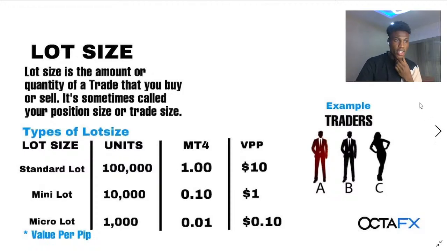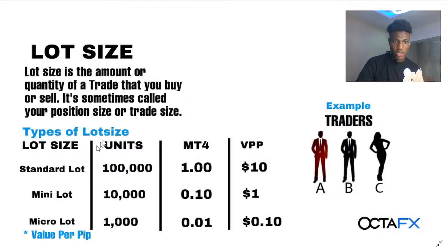So we're talking about lot size. Lot size is the amount or quantity of a trade that you buy or sell. It's sometimes called your position size or your trade size. Now, from this point, we're going to be doing some calculations. These calculations can only be difficult if you are distracted, so stay with me. Now there are three types of lot sizes. You have the standard lot, the mini lot, and the micro lot.